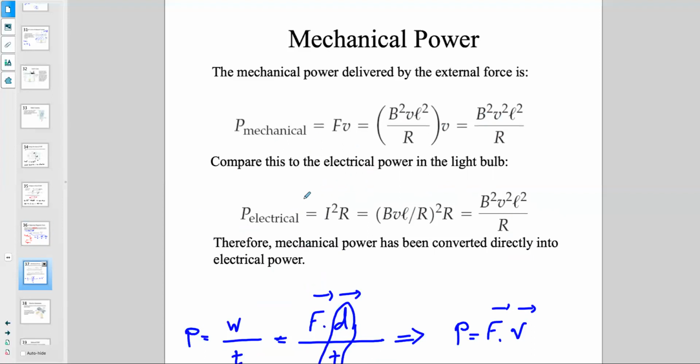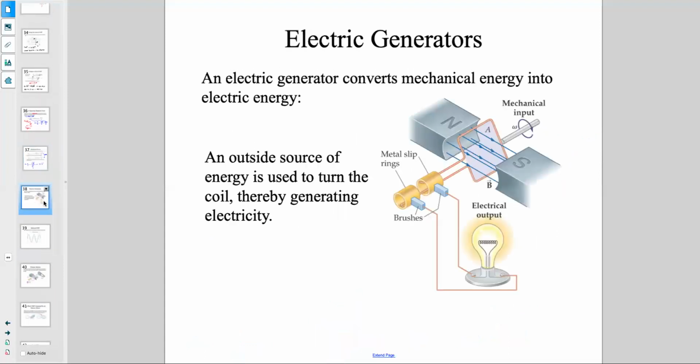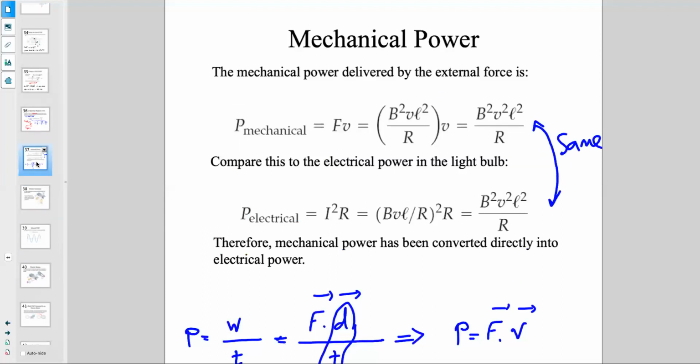If you compare that to the electric power, which is R i squared, for I have B V L over R squared, and for R is R, and then I'll have B squared V squared L squared over R. So essentially they are the same. Okay, they are the same, which means the mechanical power has to be converted directly to the electric power. All right, so this is exactly what we have seen in an electrical engine. One more time, the mechanical power has been converted directly into the electrical power because they are the same value.